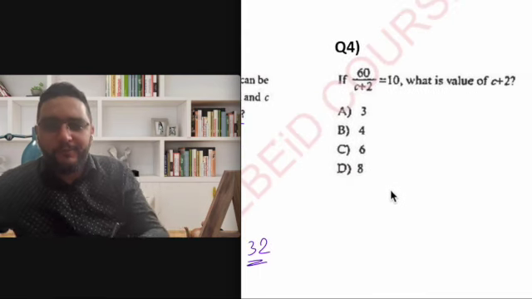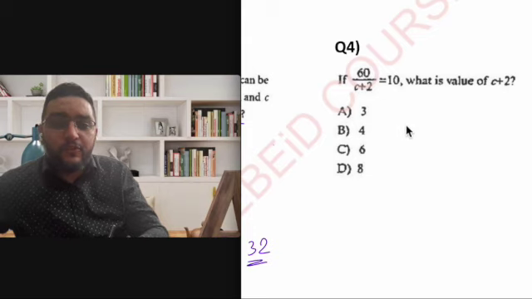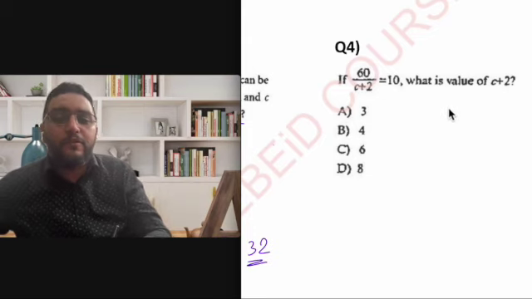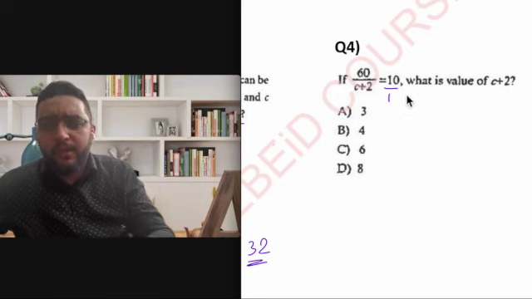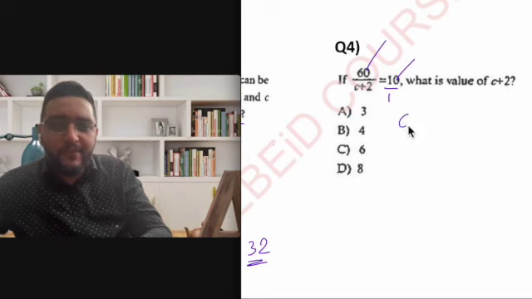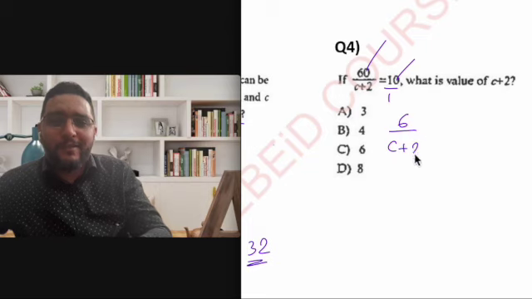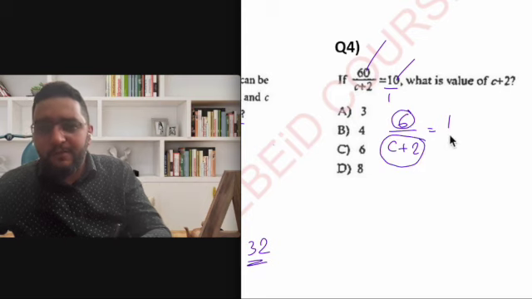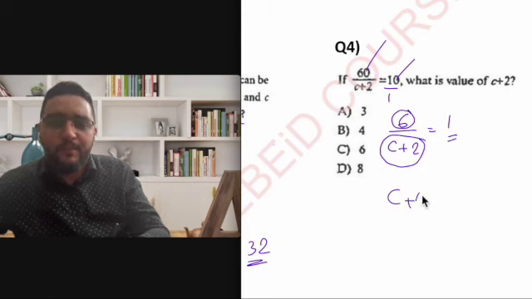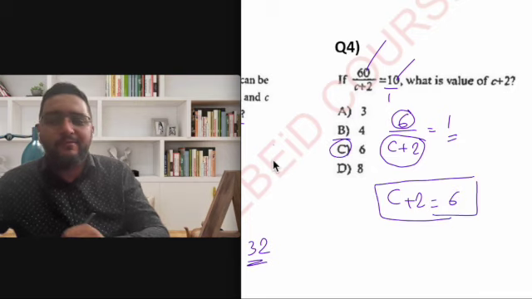Question 4. If 60 over c plus 2 equals 10, what is the value of c plus 2? Put 10 over 1, then make cross multiplication. Before cross multiplication, you can cancel 10 with 10. So you have 6 over c plus 2, this equals 1. So any number divided by the same number gives you 1. It means c plus 2 equals 6. So the answer is C.